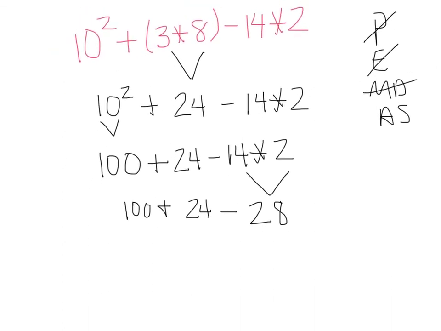Sorry, I have to make that a little smaller for you. So I'm going to start with 100 plus 24, which is 124, minus 28. When I get to the last step, I can either put it down here like we have been doing, or I can put it off to the side. Doesn't really matter. So I have 124 minus 28, which is 96. Is that what you got?